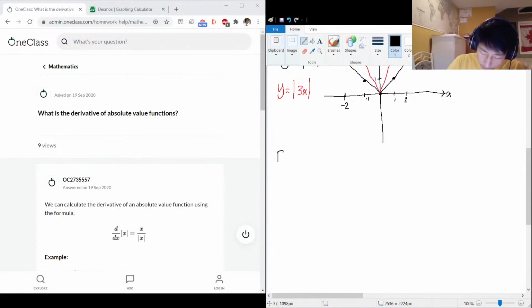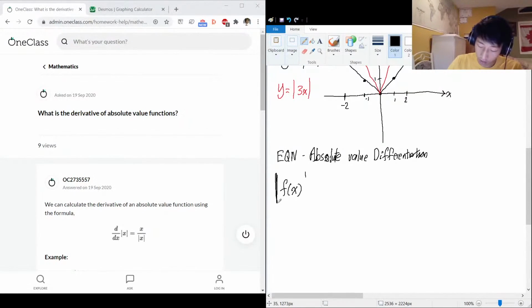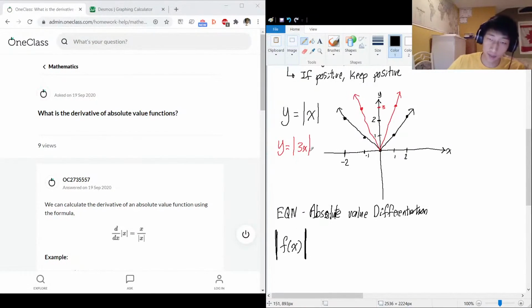Okay, cool. So now that we have some basic fundamental knowledge about absolute value, let's pull out our equation for absolute value differentiation. Okay, now let's say f of x is within these bars here. Like f of x could be x by itself. In this other example, we have 3x. You could have pretty complex functions in here. You could even have multiple functions. But let's just pretend that is one for now.